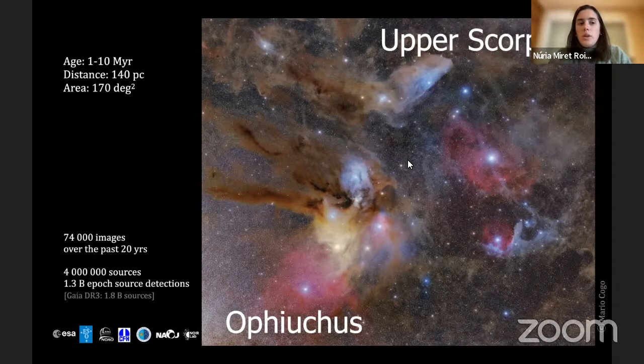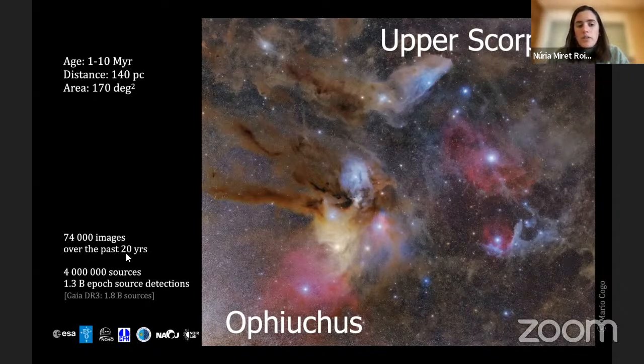It has an age between 5 and 10 million years. In this case, the brown dwarfs and free-floating planets have already started to diminish their light, but also the molecular cloud has mostly vanished. And this facilitates a lot the identification of this type of objects. So this is what I was trying to do during my PhD, and you have to know that in this region, we analyzed around 74,000 images over the past 20 years.